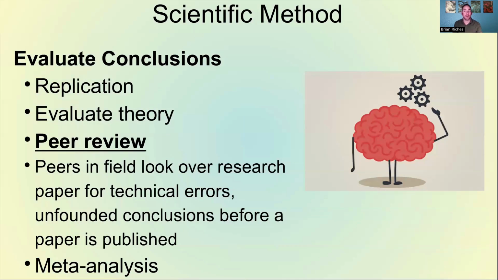Peer review is another big way that we evaluate our conclusions. You have the peers look over the research, look for technical errors, make sure you're not going beyond your conclusions, make sure you didn't miss some big background thing that you should have known before you did your study. There was recently, I published a research paper.